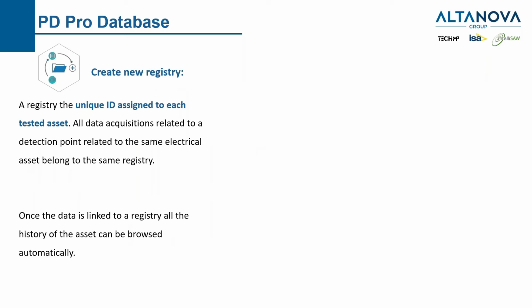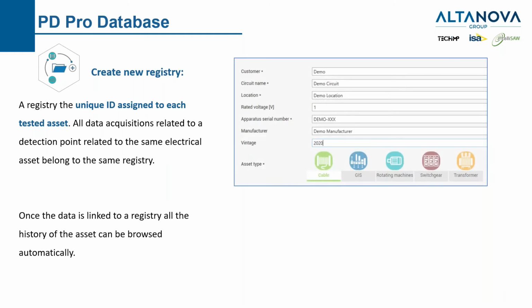How to create a new registry? Basically, we assign a unique identification number to the registry, and we will add to this registry a few pieces of information like the customer of the test, the name of the circuit or asset, the location of the asset, rated voltage, the serial number of the apparatus, the manufacturer, and the vintage. We can introduce all the different detection points depending on the asset. If you see on the asset type menu, we can select cable, GIS, rotating machine, switchgear, and transformer.